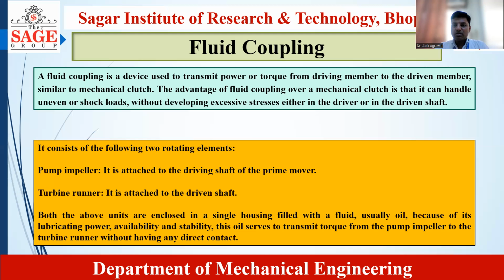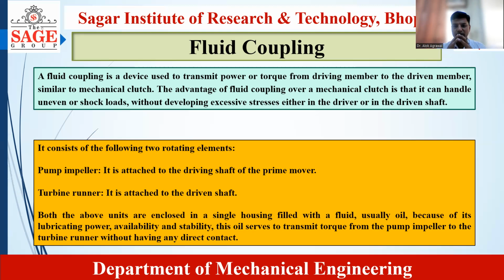Pump impeller is a rotating element which is attached to the driving shaft of the prime mover, whereas the second component is the turbine runner, which is attached to the driven shaft. It means we give energy to the pump impeller, and the pump impeller will transfer energy to the turbine runner, and in this way the power is transmitted from the driving shaft to the driven shaft.